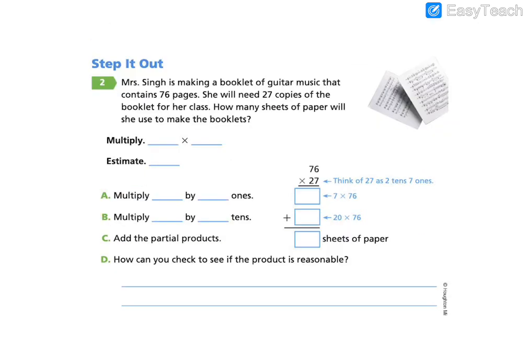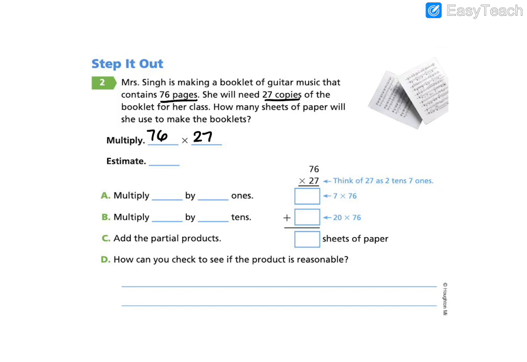All right, let's go ahead and take a look at problem 2. Mrs. Singh is making a booklet of guitar music that contains 76 pages. She will need 27 copies of the booklet for her class. How many sheets of paper will she need to make the booklets? Okay, so we know there's going to be 76 pages, and there's 27 copies of each.